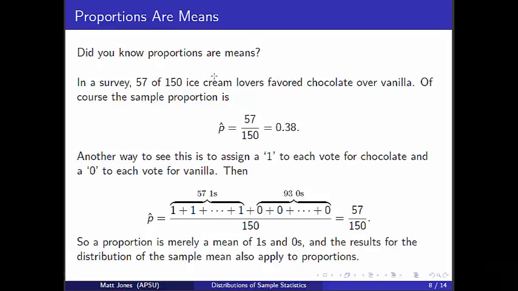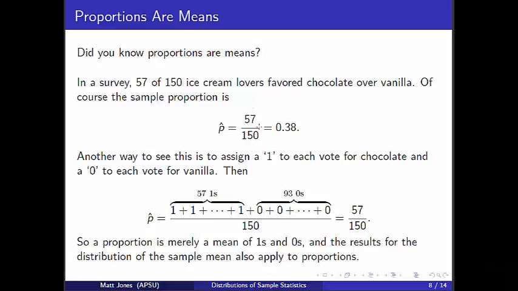You can view this as going into a binomial experiment where your sample size, or your number of trials, is 150. And the number of so-called successes that you actually observe there is 57. Then your sample proportion is 57 divided by 150, okay, which is 38%. What you don't know about here, though, is the true proportion of chocolate lovers over all ice cream lovers. Maybe that's something you'd like to estimate. So you could use this to estimate the true value of p.